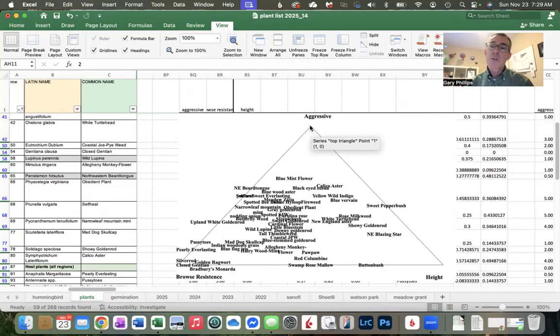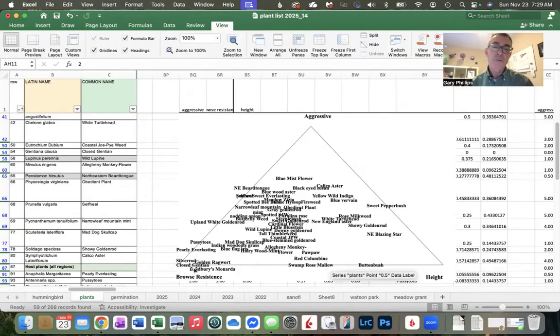Aggressive, the ones up here would be 100% aggressive, so the ones that are closest to there would be the most aggressive ones I'm distributing. Black-eyed Susan, blue mistflower, calico aster, yellow wild indigo. These are the aggressive ones, and the line opposite are the ones that are less aggressive, the least aggressive.